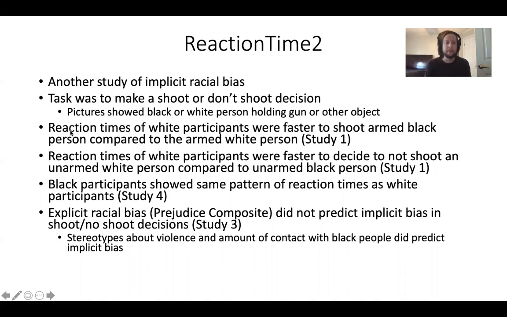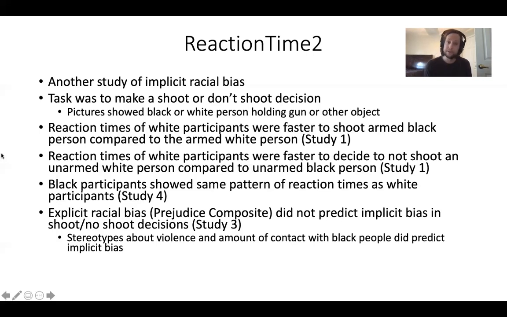So the main findings here, which are very consistent with what your expectations would be, given what we've talked about in implicit biases for race already earlier this week. White participants were the main participants in all of the studies in this paper, except for study 4, where they included black participants as well. And so for all of the studies, the white participants were faster to shoot a black armed individual than a white armed individual, which is consistent with the pattern of implicit bias against black people, where if they're armed, you would make a decision to shoot them.